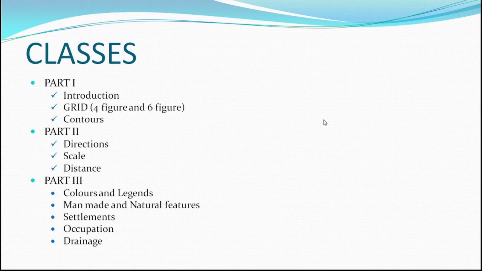Today we are going to do part 3 of topographical map. We have already covered 2 parts of topographical map. In part 1, we discussed introduction, grid, 4-figure and 6-figure, contours. In part 2, we talked about the directions, scale, distance.